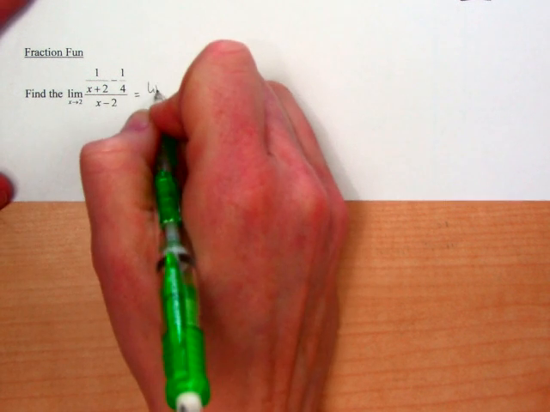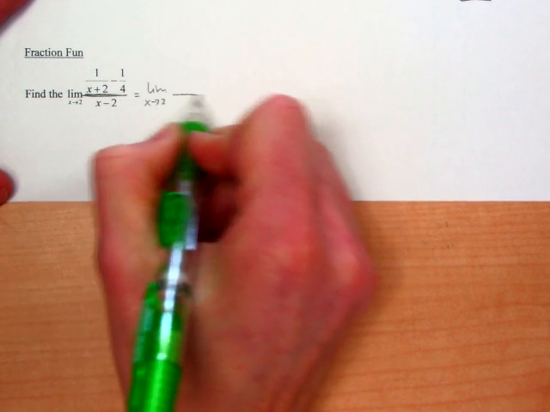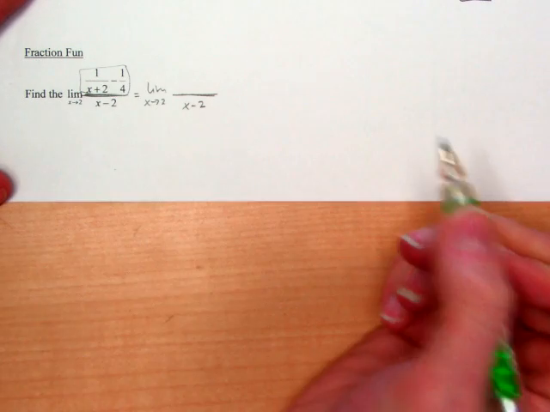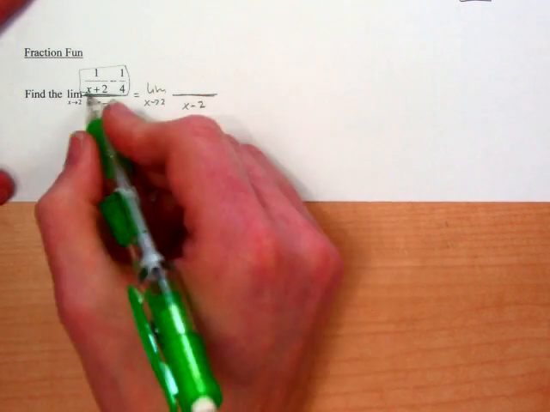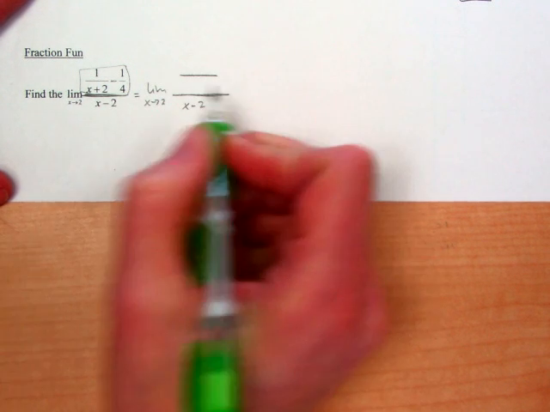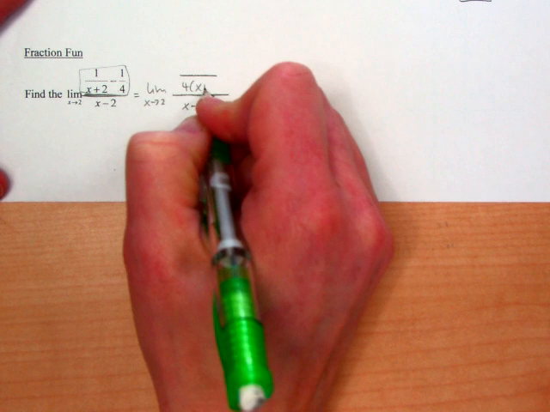So we're going to have the limit as x approaches 2. And I'm going to keep this main divide sign right there. I'm going to keep my x minus 2 on the bottom. And for now, I'm just going to play with the top. And the top has two fractions that are trying to subtract together. And for me to do that, I would have to have a common denominator, which I'm about to make.